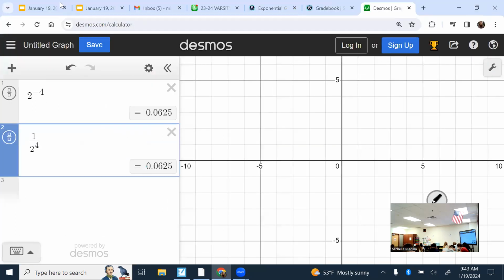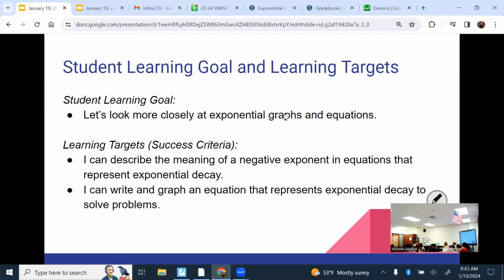Okay. Briefly, let me tell you the goal today. We are looking more closely at exponential graphs and equations. So a lot of repetition, I told you. That's why this is actually probably my favorite unit all year, because I feel like it makes so much sense. You do the same thing almost every single day. So by the end of this lesson, you'll be able to describe the meaning of a negative exponent in equations that represent exponential decay, and write and graph an equation that represents exponential decay to solve problems.